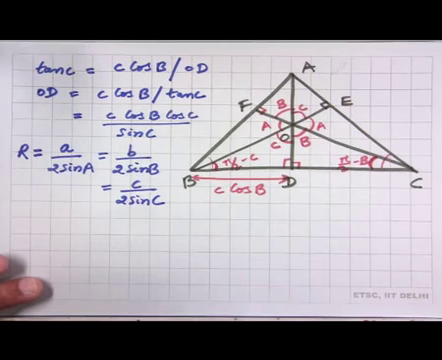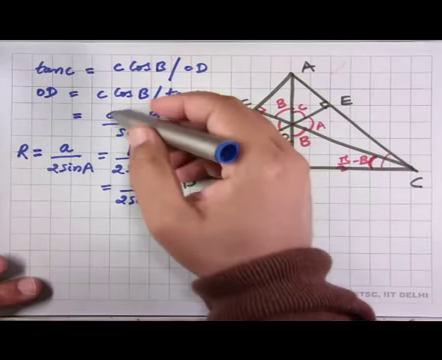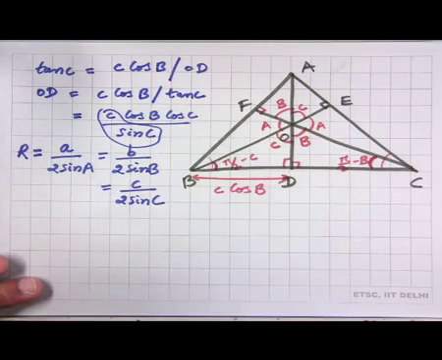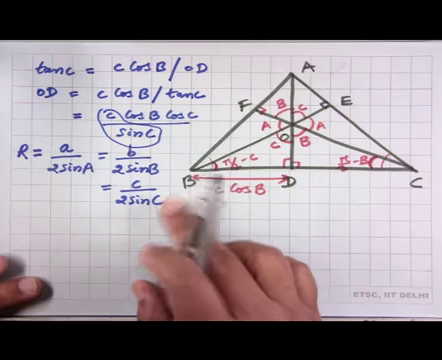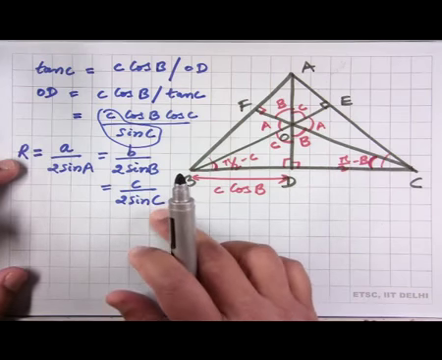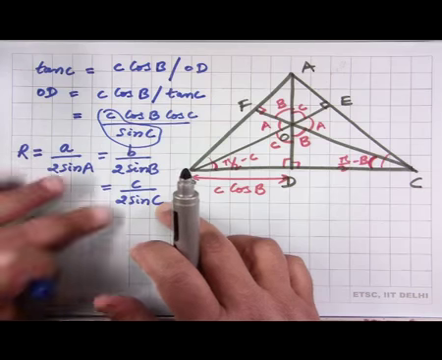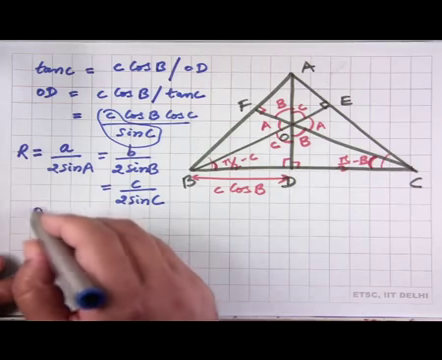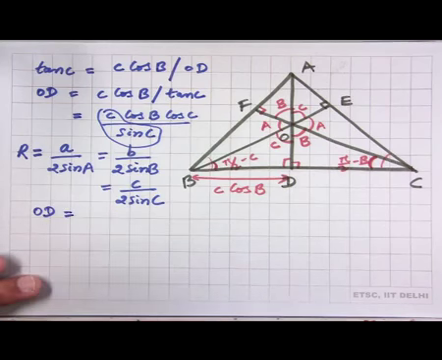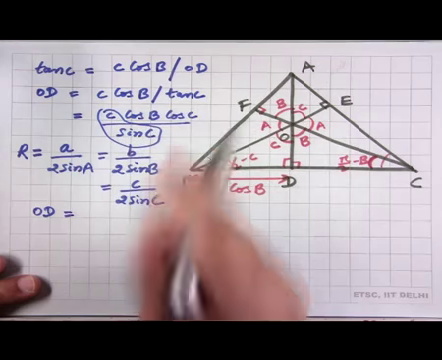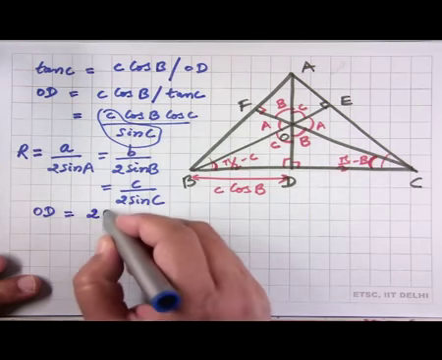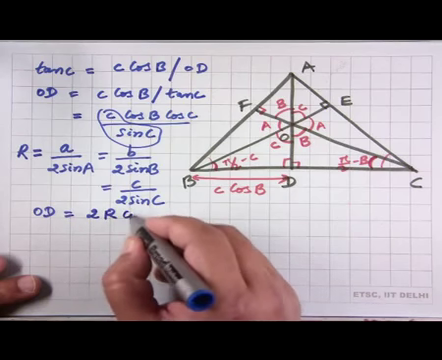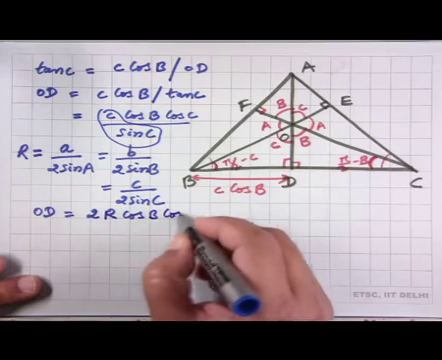So, this is already known to us, and therefore, here we can replace this ratio c by sine C by 2R, because from this equality it follows that c by sine C is equal to 2 times the circumradius of the triangle ABC. And hence, what we finally get is that OD is equal to 2 times the circumradius of the triangle ABC times cos B times cos C.